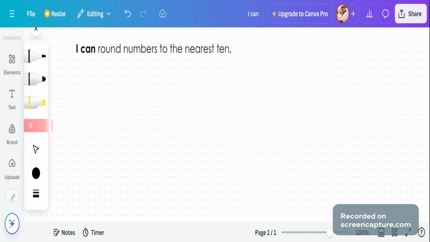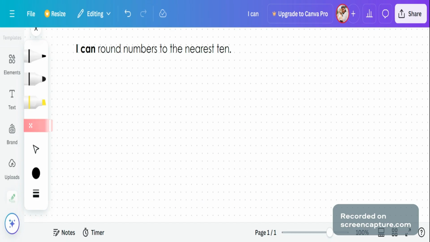I can round numbers to the nearest 10. So when you think of that word round, I want you to also think of the word approximately and the word estimate. Those are going to be clues that we are going to be rounding, okay?